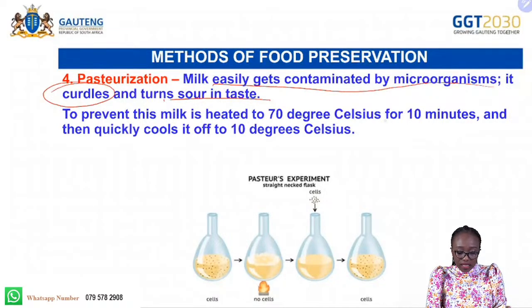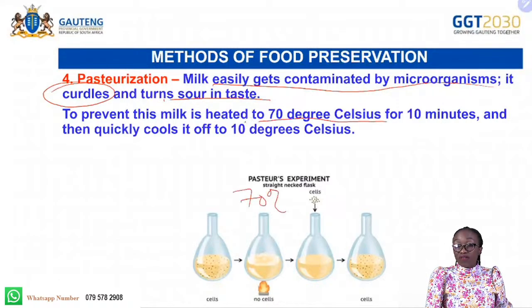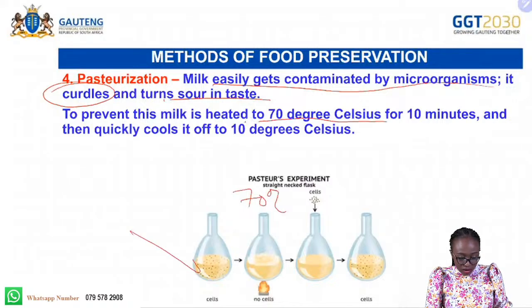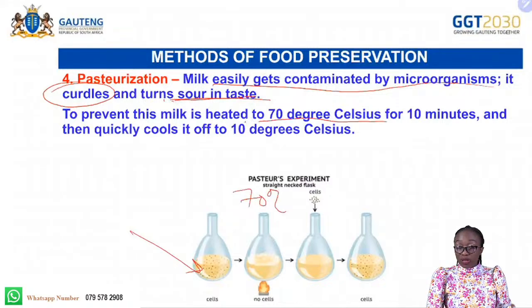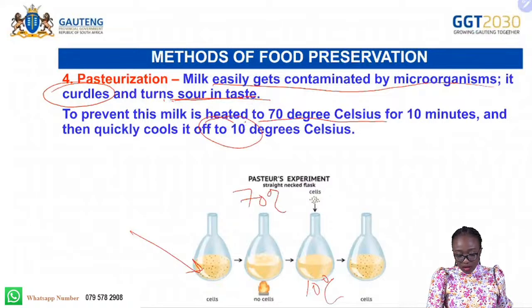Right, so to prevent that from happening, what happens in industry is that food is heated to a very high temperature, which is 70 degrees Celsius for 10 minutes. What does this do? It kills the microorganisms that may have contaminated the milk and may cause it to become sour. So for 10 minutes, the milk is heated at 70 degrees Celsius, and then it is quickly cooled off at a temperature of 10 degrees Celsius.